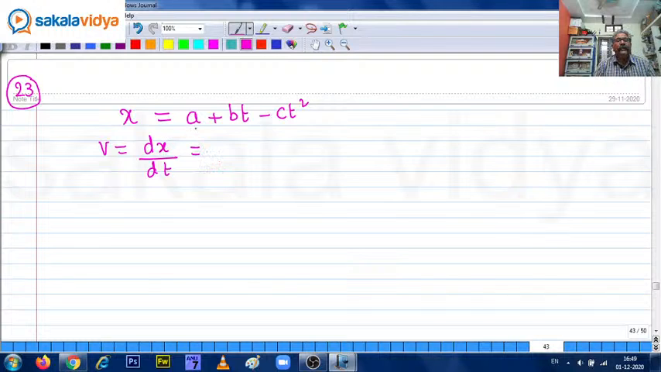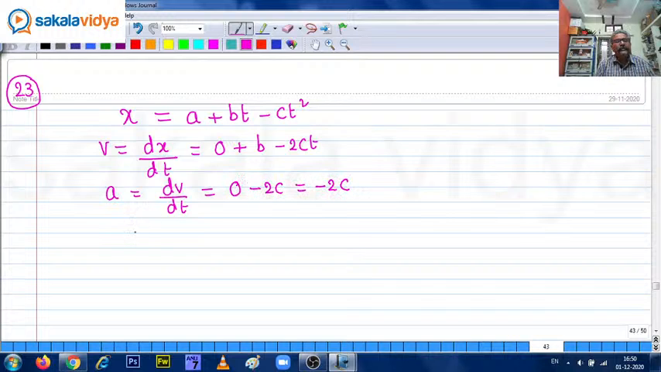Okay, dx by dt: a is 0, so velocity is b minus 2ct. Next, acceleration is dv by dt. So dv by dt, how much will you get? 0 minus 2c, so minus 2c. This is ax, the component along the x-axis: minus 2c.